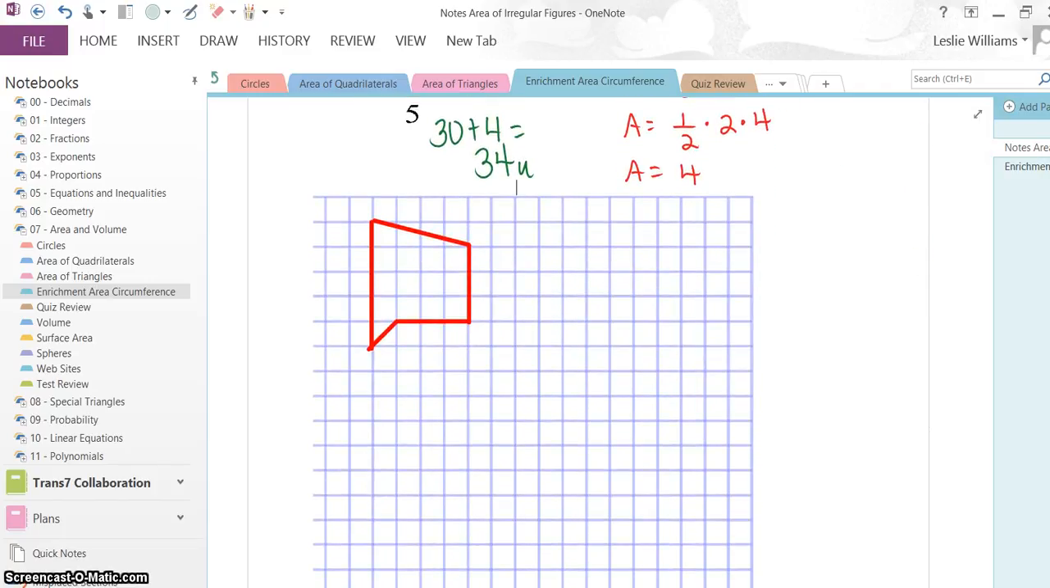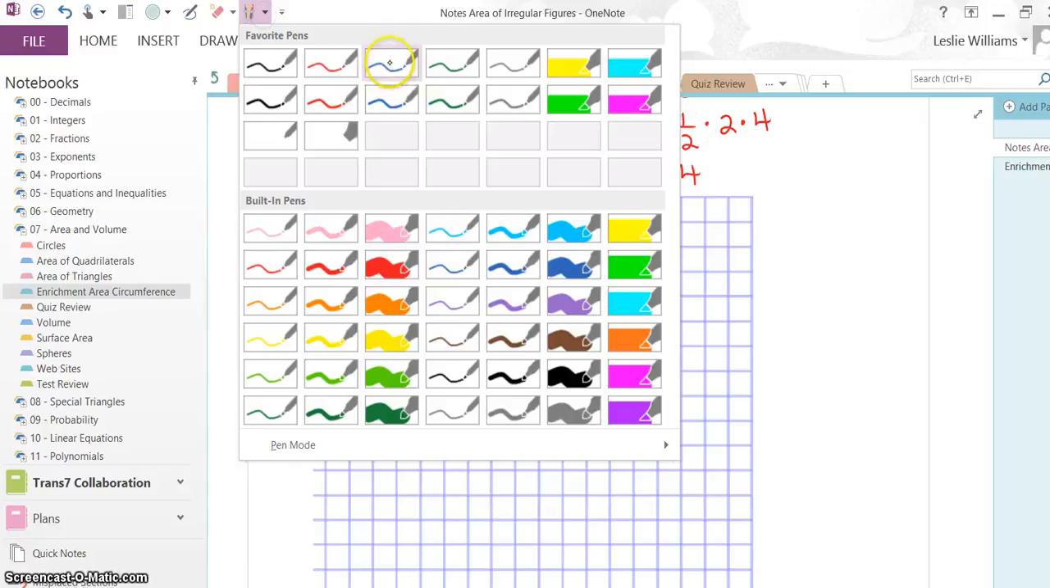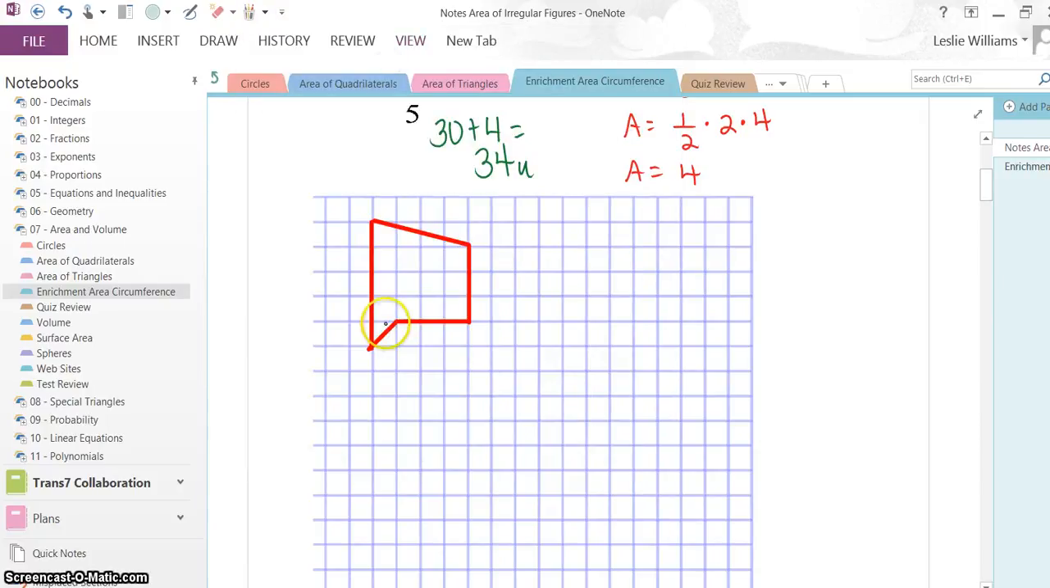Now in this figure, we're going to split it up using the grid, and the grid will help us to count. You can split this figure up different ways. I'm going to start by splitting up this figure this way. I'm going to make a triangle there, and then we have 1, 2, 3, 4. So we have a trapezoid as our other figure.